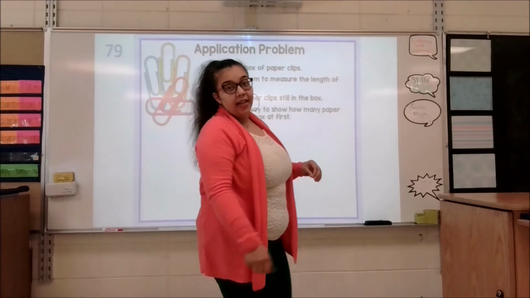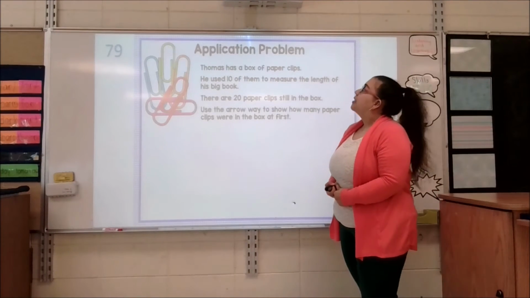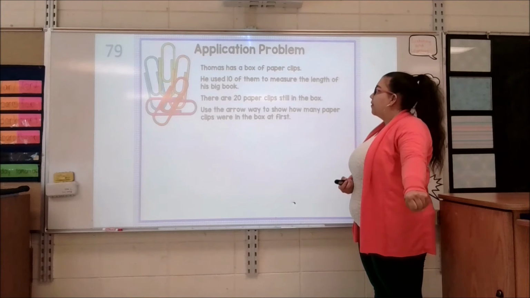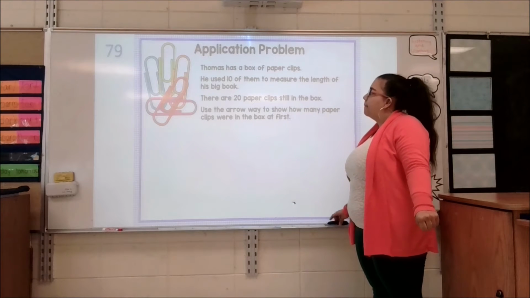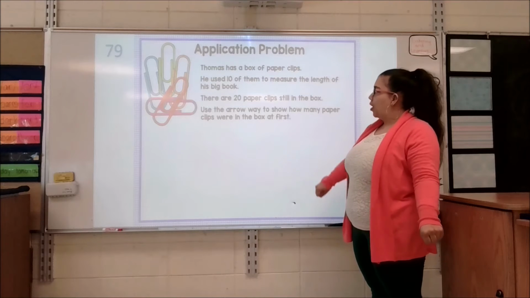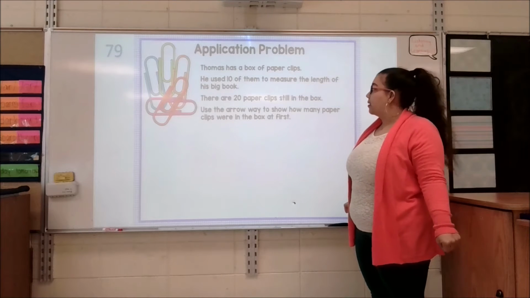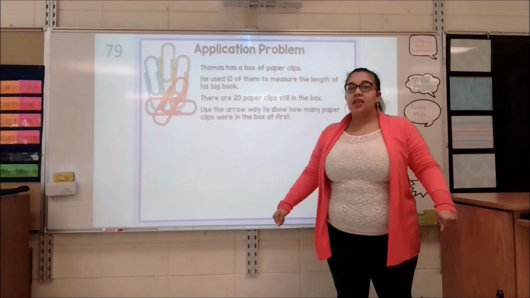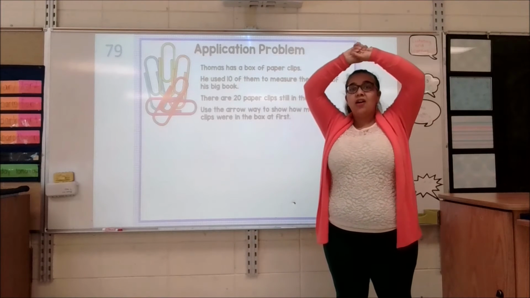All right, so let's look at it again. We'll read it again. It says, Thomas has a box of paper clips. He used 10 of them to measure the length of his big book. There are 20 paper clips still in the box. Use the arrow way to show how many paper clips were in the box at first.